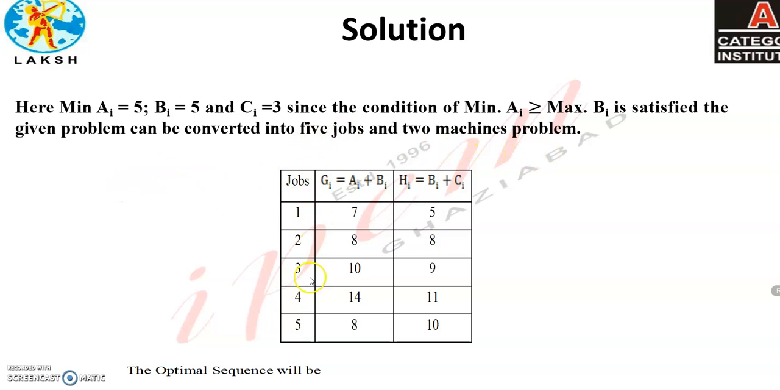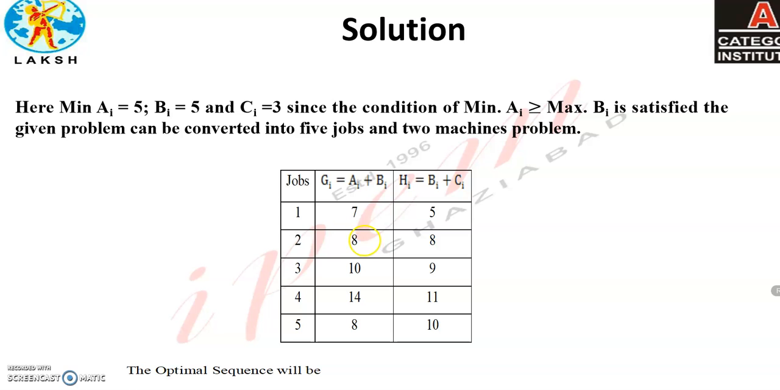So here jobs are given. How will we convert it? G is equal to A plus B. So in this problem 5 plus 2 is 7. Next is 7 plus 1, 8. 6 plus 4, 10. Next is 9 plus 5, 14. 5 plus 3, 8. H is B plus C, that is 2 plus 3, 5. 1 plus 7, 8. 4 plus 5, 9. 5 plus 6, 11. 3 plus 7, 10.